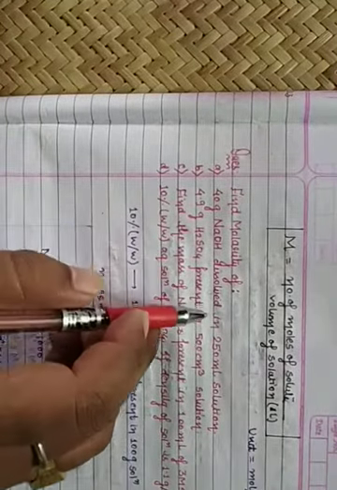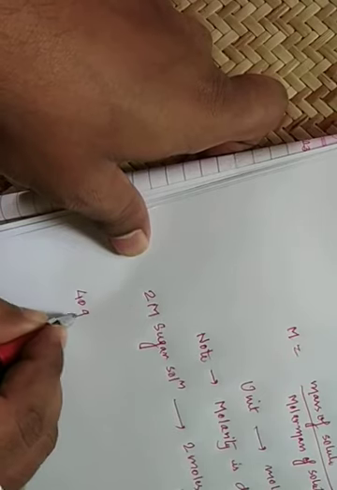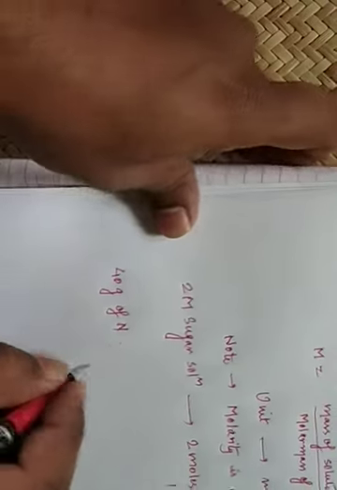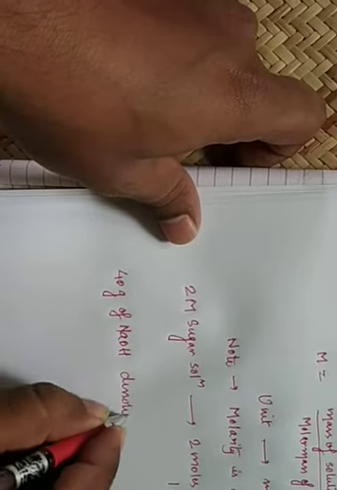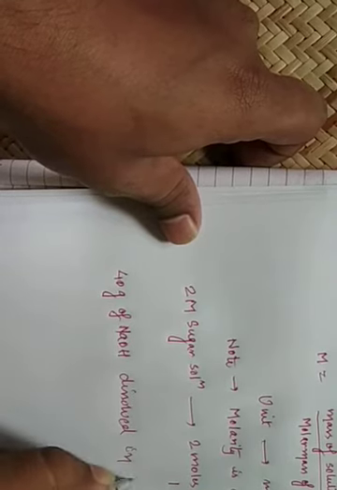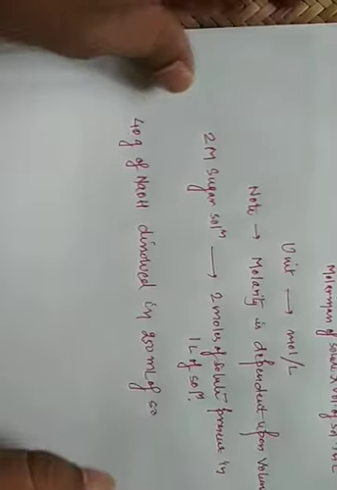Okay. Now here suppose you have a numerical. Find molarity. 40 gram of NaOH dissolved in 250 ml of solution. Okay, I have the numerical. Find molarity. 40 gram of NaOH dissolved in 250 ml of solution.